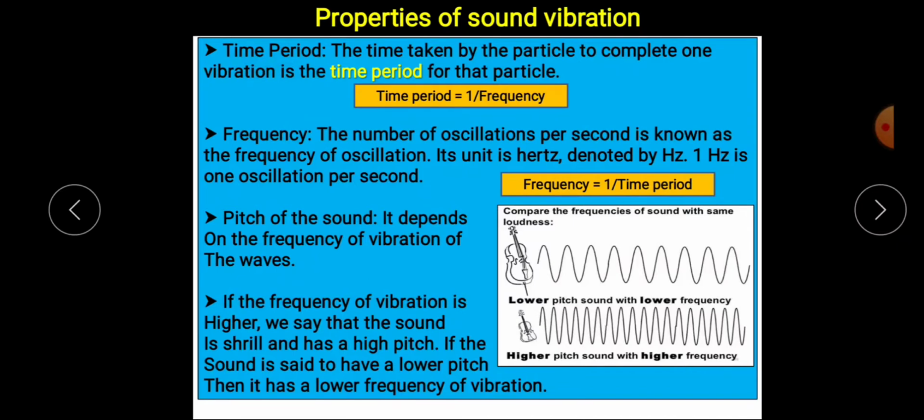Do you remember what is one vibration or one oscillation? If the movement starts from here, going in this direction, then this direction, then again coming to its original position, it is called one vibration or one oscillation. And the time taken to complete this one vibration or one oscillation is called the time period.